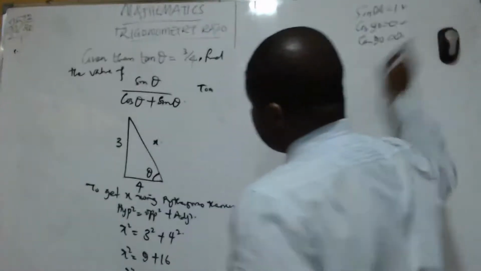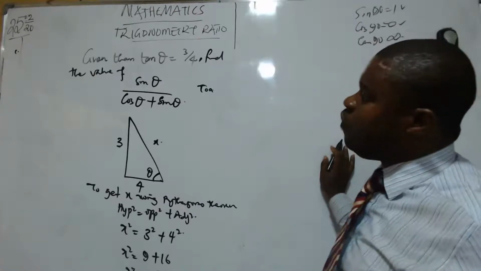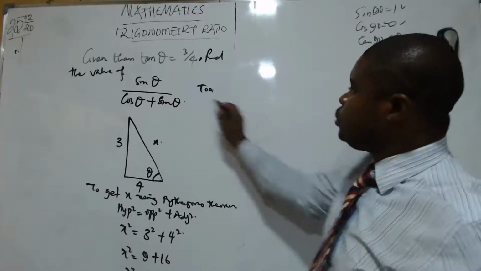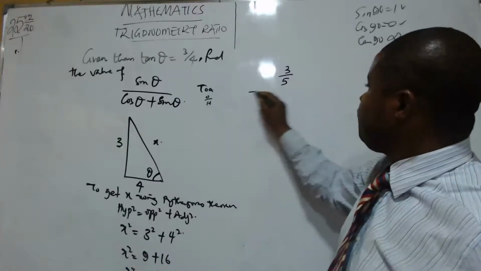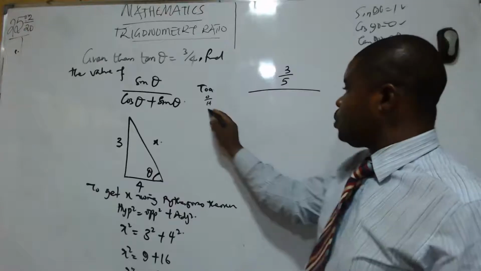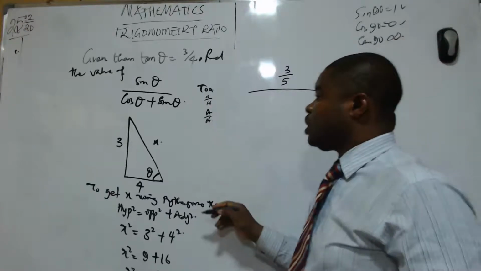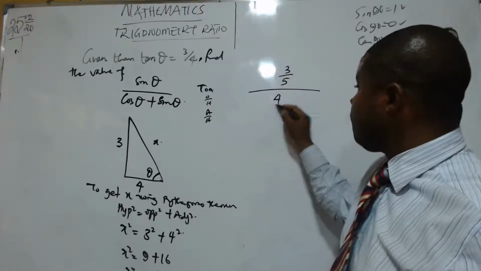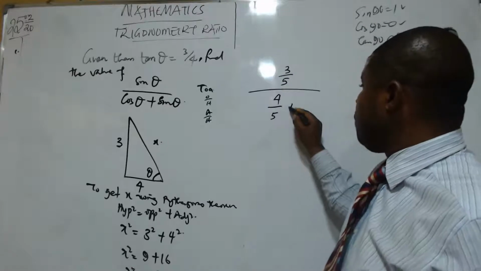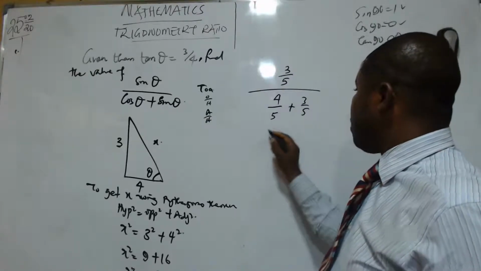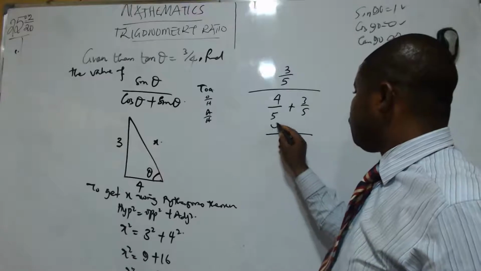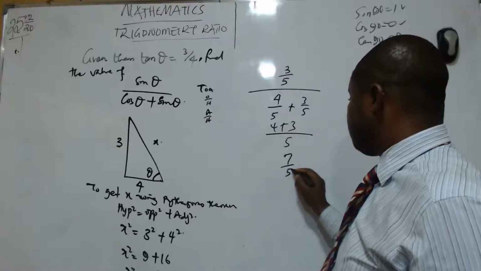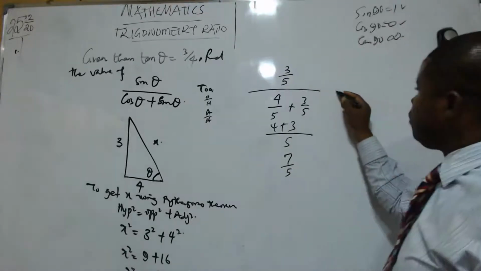Now, the question says find the value of sin theta over... this. Okay? Sin is opposite over 5, now divided by cos, which is adjacent over hypotenuse. Our adjacent is 4. Our hypotenuse is 5. Plus 3 over 5. Now, our LCM here is 5. We have 4 plus 3. That will give us 7 over 5.